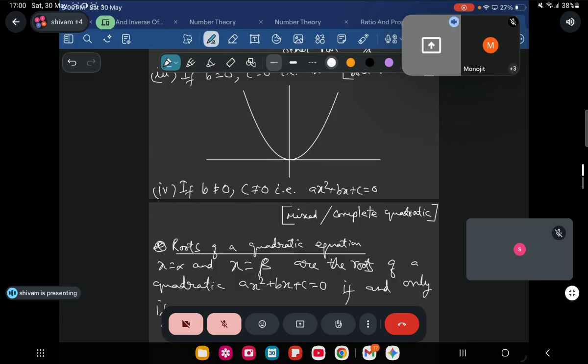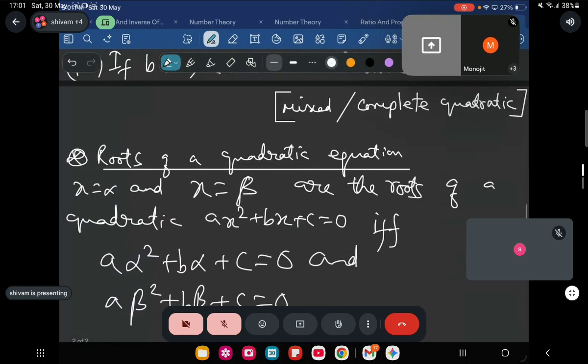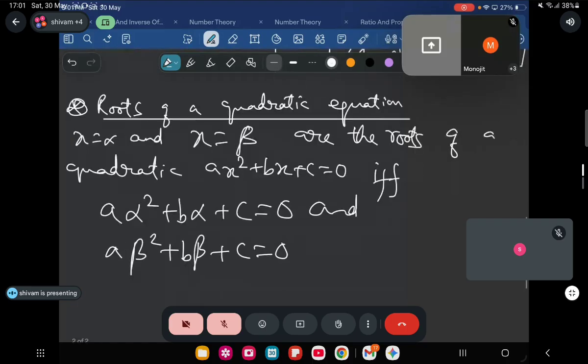Okay, see, sometimes if and only if is also written as iff. Okay, everyone, iff also means if and only if. So if and only if a alpha square plus b alpha plus c equal to 0 and a beta square plus b beta plus c equal to 0. Tell me, anyone having any doubt, you can ask me now. Okay, let us do one problem.